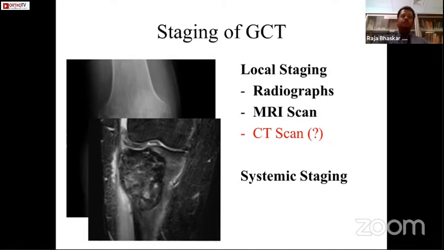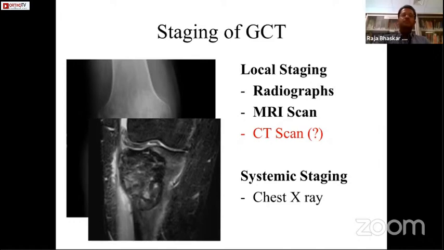For systemic staging, there have been numerous papers that discussed the whole body. They used to take PET scans, bone scans, but nowadays it has been proved that if you have a single chest X-ray before surgery, that is enough. And a chest X-ray is ideal for the systemic staging of a GCT prior to surgery.